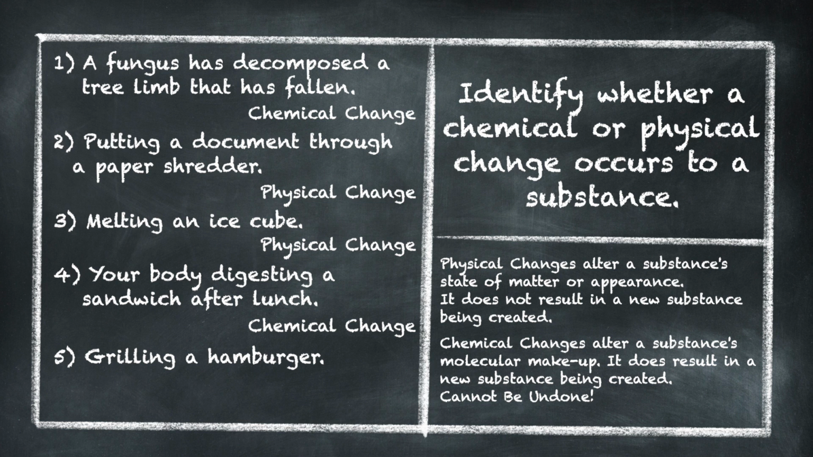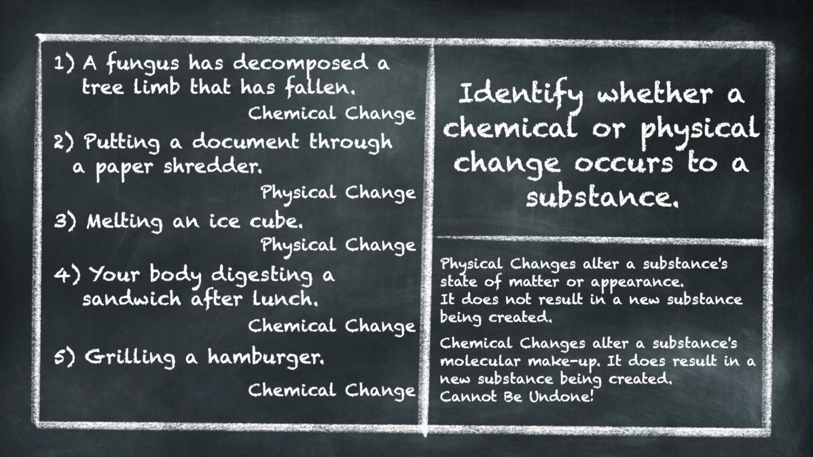Here's the last one for these types of questions. Grilling a hamburger for a cookout. Think about this one. Once you cook a hamburger, you cannot uncook it. Heat alters the chemical makeup of that hamburger meat and it cannot be reversed. We cannot get that raw meat back. This means that this is a chemical change.